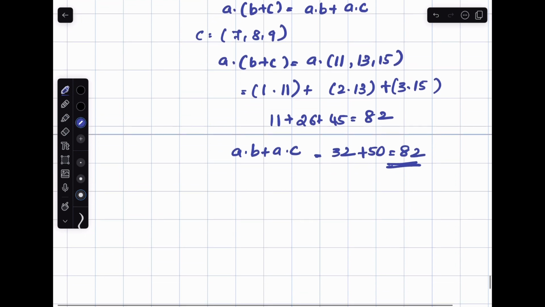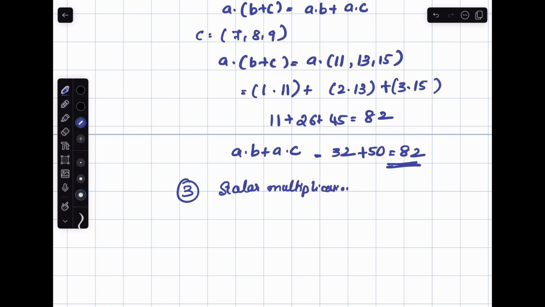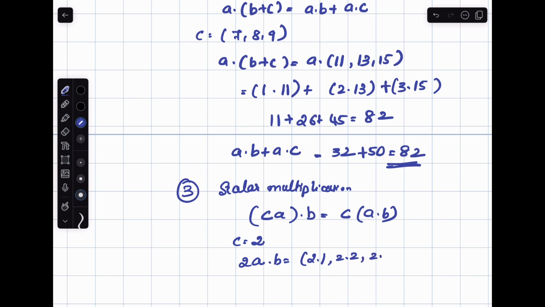Next, the third property is scalar multiplication. What is scalar multiplication? Any number you are multiplying with the vector, so it is a constant. (c a) · b = c (a · b). You can take any scalar as a positive real number. Let c be equal to 2, and if you multiply, what you get is 2 (a · b) = 2 × (1×4 + 2×5 + 3×6).